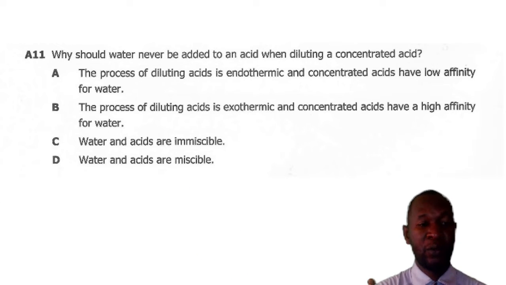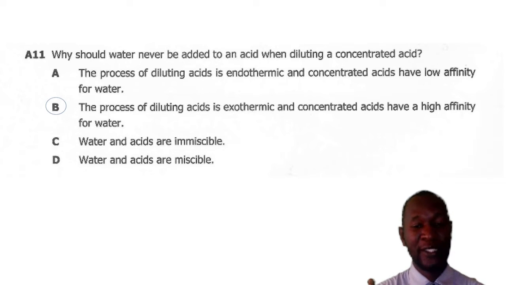A11, why should water never be added to an acid when diluting a concentrated acid? The correct answer here is B. The process of diluting acids is exothermic, and concentrated acids have a high affinity for water. So that's why we never add water to acid, but add acid to water. Okay, so the easiest way to remember is to know which one is safer to spill.